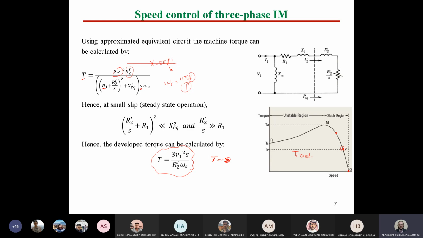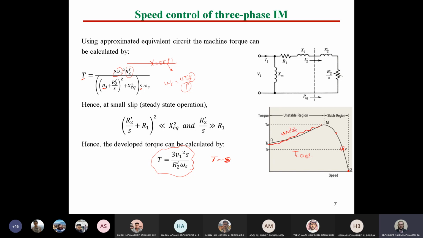We have some other relations for starting torque and for maximum torque. We can discuss them later, but for now we need to understand the effect of speed control, and speed control will always operate in this linear part, because the other parts are not preferred. We discussed previously that this part here, guys, is unstable.